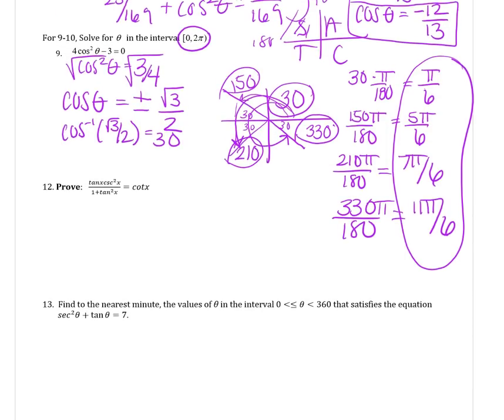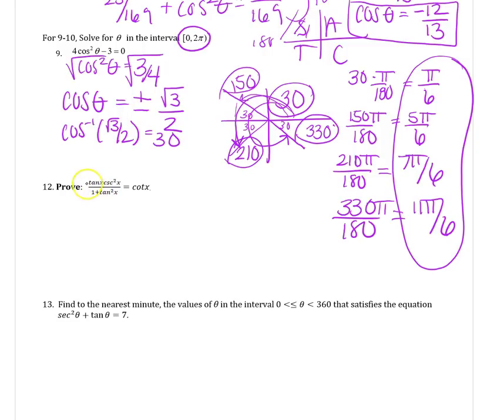Now on your test, you're going to have to prove some identities. So in number 12, you're going to prove, in this case, I would say the left side equals the right. Start with the more complicated side. Remember, you're not touching the other side. You're only working on one side. So I'm noticing a couple things here.